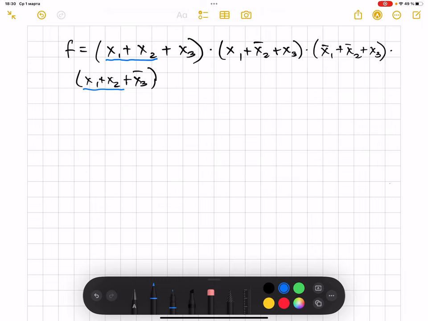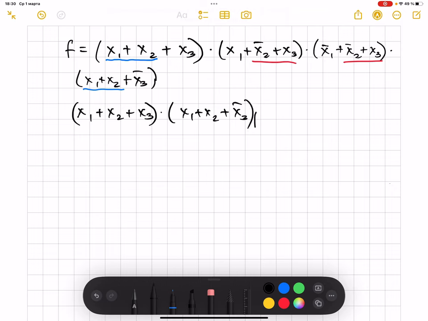Here we have x2 bar plus x3, here x2 bar x3. So let me consider now the first two brackets, or two expressions, separately. We have this one multiplied by x1 plus x2 plus x3 bar. Before opening the brackets, let's denote that x1 plus x2 is going to be a, x3 is going to be b, and x3 bar is going to be b bar.